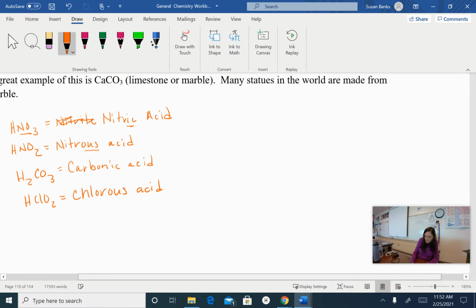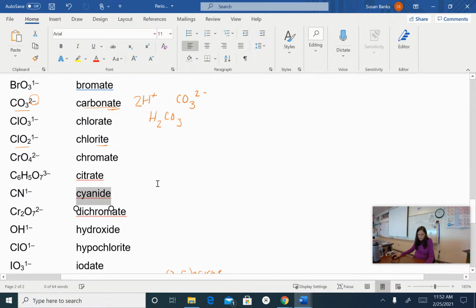Okay, let's look at HClO3, just different by one oxygen. So let's look and see what ClO3 is. Okay, ClO3 is chlorate. So "ates" turn into "ic." So this is going to be, did you guess it? Chloric acid. How'd you do on that guess?